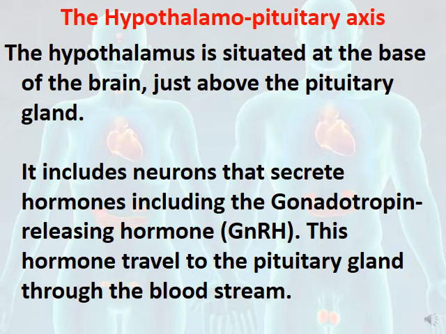First of all, you have to know what the hypothalamus is. The hypothalamus is situated at the base of the brain, just above the pituitary gland. This is the function of the hypothalamus. It includes neurons that secrete hormones. One of them is the gonadotropin releasing hormone, GnRH. This hormone travels to the pituitary gland through the bloodstream.